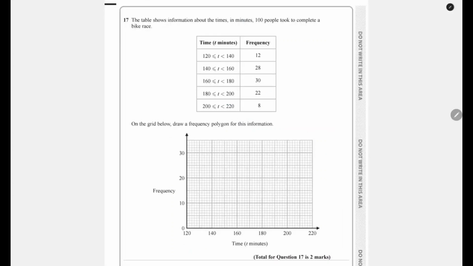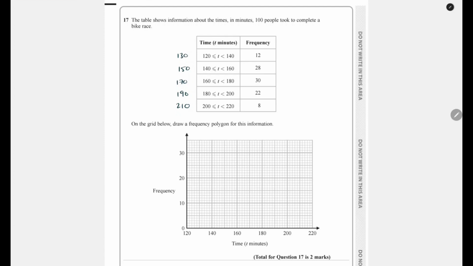Question 17 says, the table shows information about the times in minutes 100 people took to complete a bike race. On the grid below, draw a frequency polygon for this information. Well, we can see from the axes that the y-axis is frequency and the x-axis is time. But to get the time, we need to get the middle number between the ranges. So the middle number between 120 and 140 is going to be 130, then 150, 170, 190, and 210.